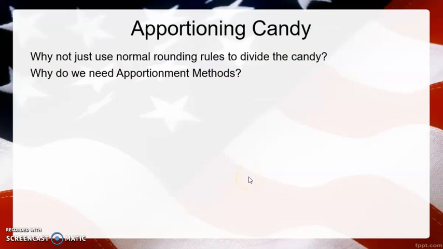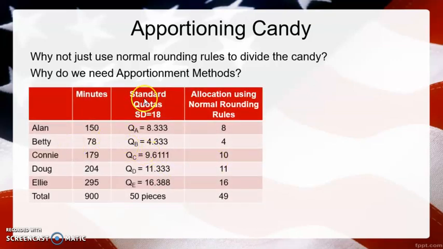So why not just use normal rounding rules to divide the candy? Why do we even need apportionment methods? Well, let's look at our example here, and if we do our calculations, simply take each student's or state's total minutes of practice and divide by the number of seats to be divided, the 50. Then we get that Alan should get 8.33, Betty should get 4.33, Connie should get 9.611, and so forth. And we round these using traditional methods. We get that Alan should get 8 pieces, Betty should get 4, Connie should get 10, Doug should get 11, and Ellie should get 16.